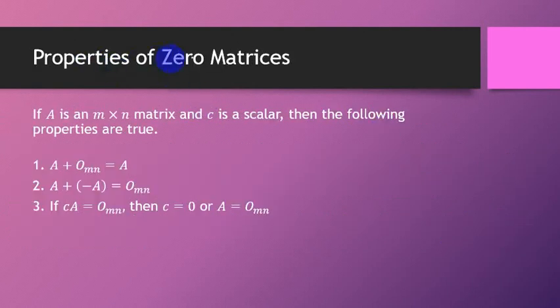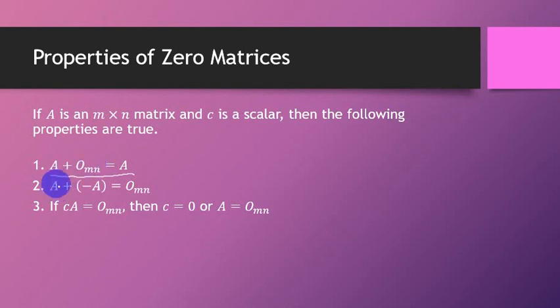Now, zero matrices have the following properties. Given A is an m by n matrix and C is a scalar, then the following properties are true. Like what we have already defined a while ago, if we add A to O sub mn, we will just have A, because this is a zero matrix and the additive identity.